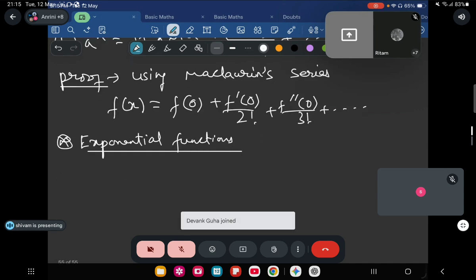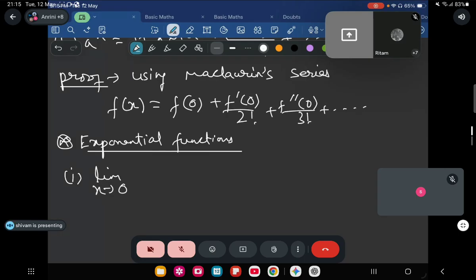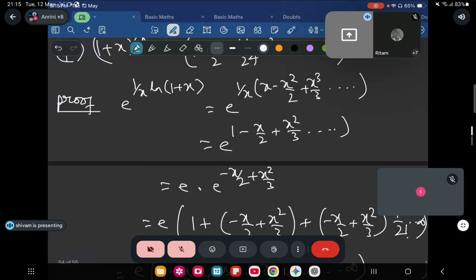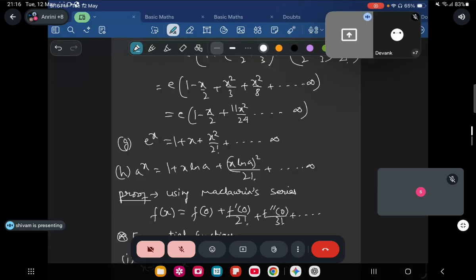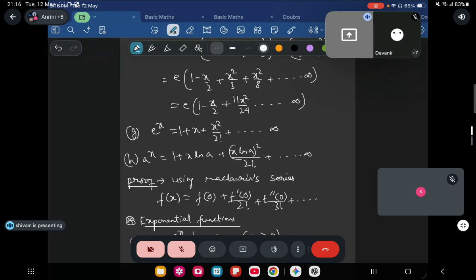Okay. Number one, limit x tends to 0, (a to the power x minus 1) by x will be equal to ln a. This can be proved using expansions. Sir, can you show the last expansion once? Yes. For a greater than 0. All these proofs can be done using expansions.